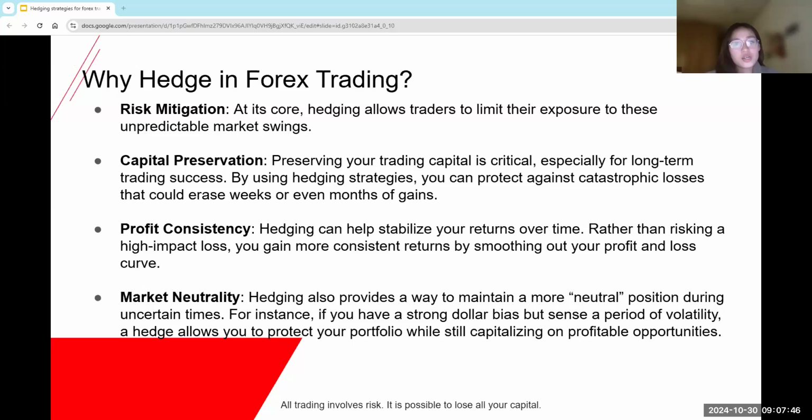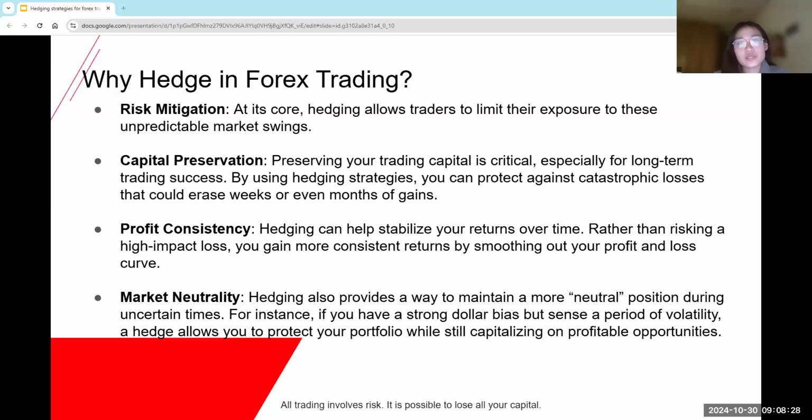So why hedge? So many of us are aware of the extreme volatility involved in Forex markets. So prices can be affected by global events, political developments, and economic announcements. And sometimes this can lead to significant fluctuations within minutes. So firstly, we have risk mitigation. So at its core, hedging allows traders to limit their exposure to these unpredictable market swings. So by offsetting risk, you as a trader can reduce the impact of an adverse price move on their primary position.